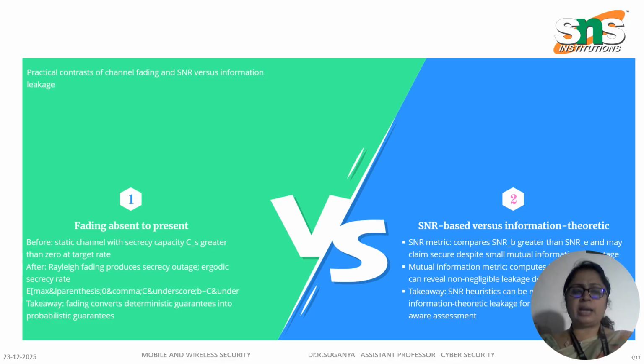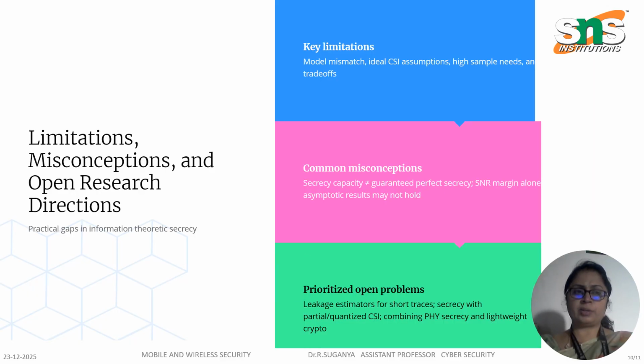And we have fading absent versus present, and signal to noise ratio based versus information theoretic. There are some limitations, misconceptions, and open research directions. Key limitations are model mismatch, ideal CSI assumptions, high sample needs, and trade-offs. Common misconceptions are that secrecy capacity guarantees perfect secrecy, and that signal to noise ratio margin alone suffices, where asymptotic results will not be followed. Then prioritizing open problems.